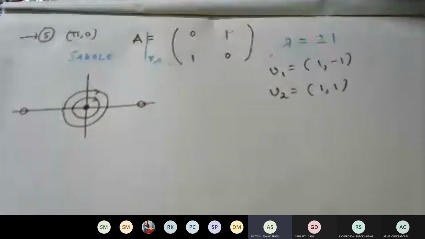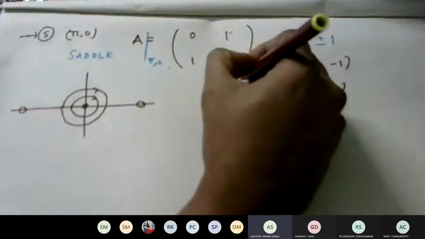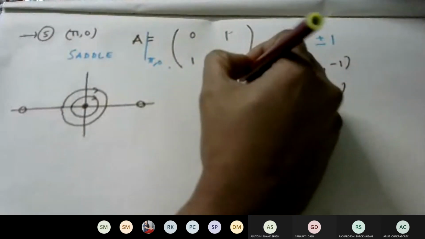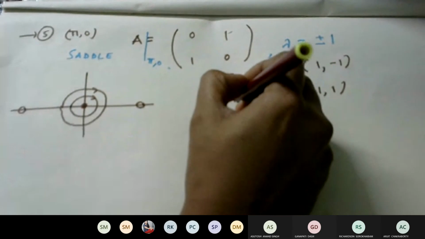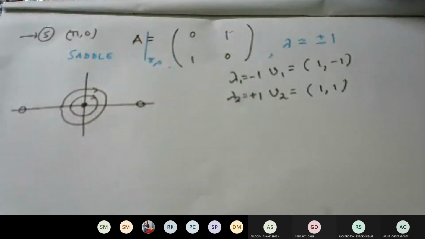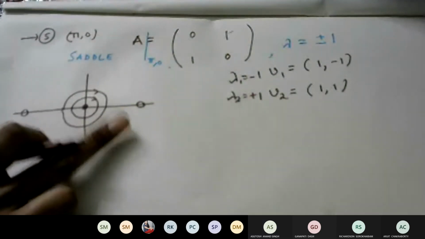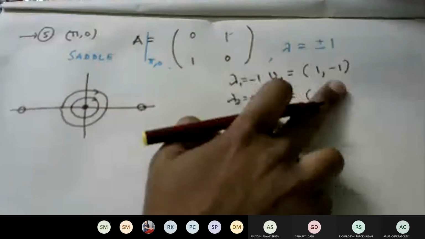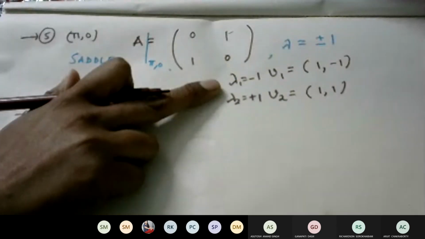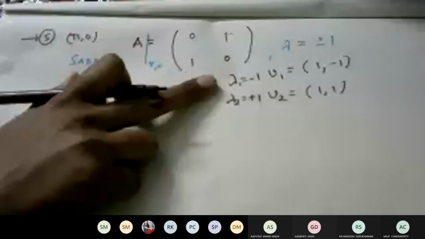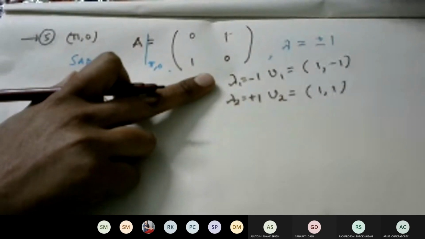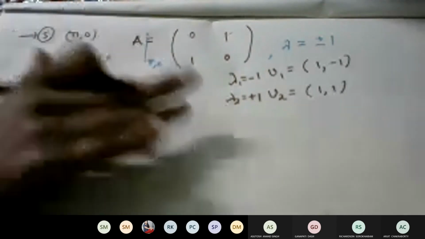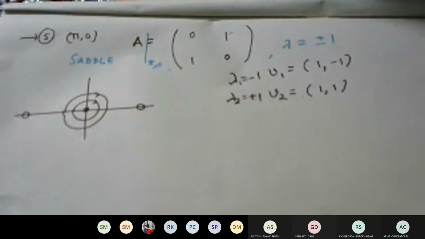Let us draw. Please try to draw. Okay. So this corresponds to lambda 1 equal to minus 1. This corresponds to lambda 2 equal to plus 1. Very good. So draw those vectors here, the directions. Okay. 1 comma minus 1, that is with the negative sign, and that is my stable manifold, right? Because I have minus 1 associated here. How will that vector look like?